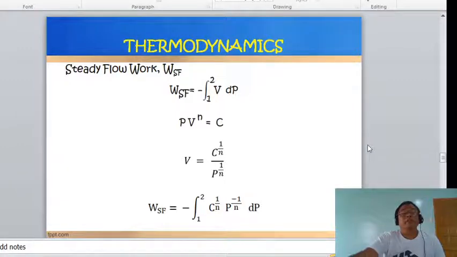Next is the steady flow work. Steady flow work is the area behind the PV diagram, or work steady flow is equal to the negative integral of V dP, with limits from 1 to 2. Again, the equation PV raised to n equals C. Substituting, work steady flow equals the negative integral of C raised to 1 over n, P raised to negative 1 over n, dP.